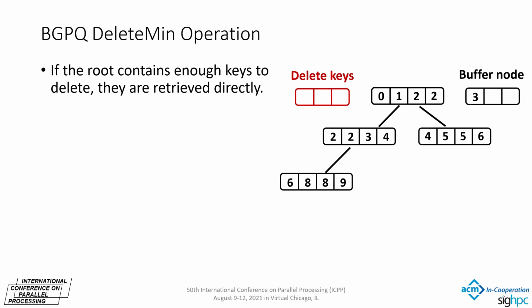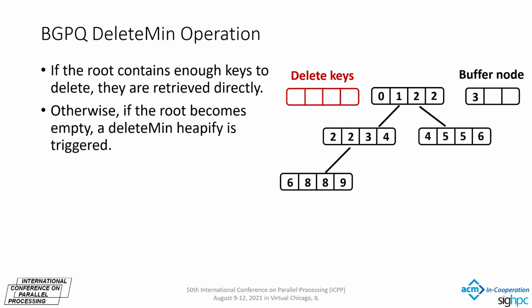For the delete min operation, just like the insert operation, BGPQ can also support deleting any number of keys from the heap. If the root contains enough keys to delete, they are retrieved directly. Otherwise, a delete min heapify will be triggered when the root becomes empty. The keys in the last node will be placed in the root and start the heapify process. You can read our paper to see more of our implementation details. We have also open sourced BGPQ, and the link is provided in the paper.